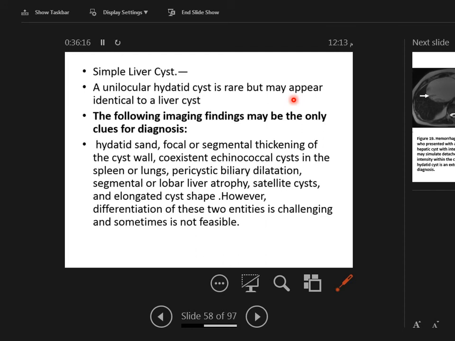Simple liver cyst. Sometimes it's very difficult to differentiate from hydatid cyst if it's early. Any cyst you see in the liver, you cannot just say this is simple or this is hydatid. You always have to suggest it. One thing about differentiation of simple liver cyst from hydatid, especially here, equivocal hydatid.